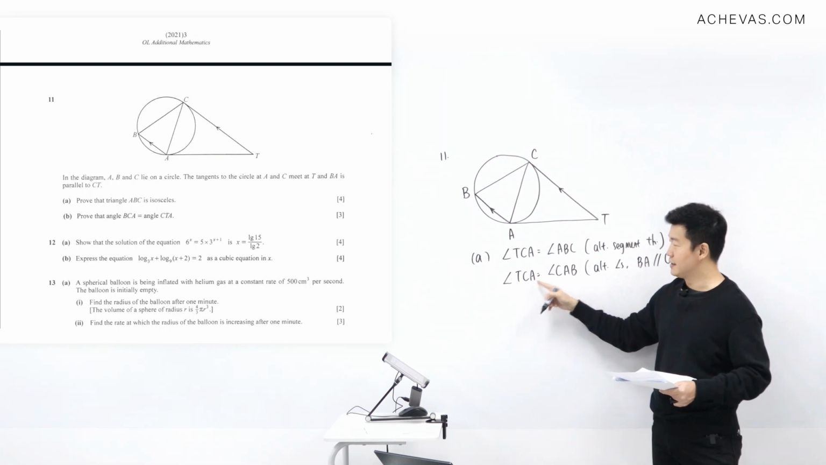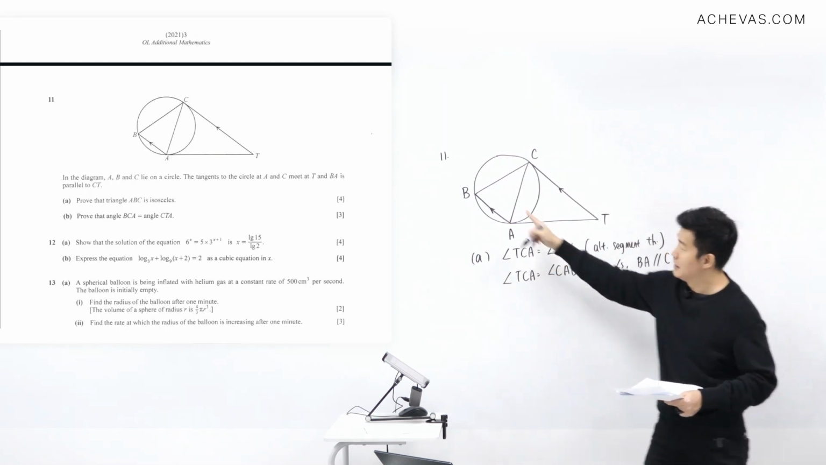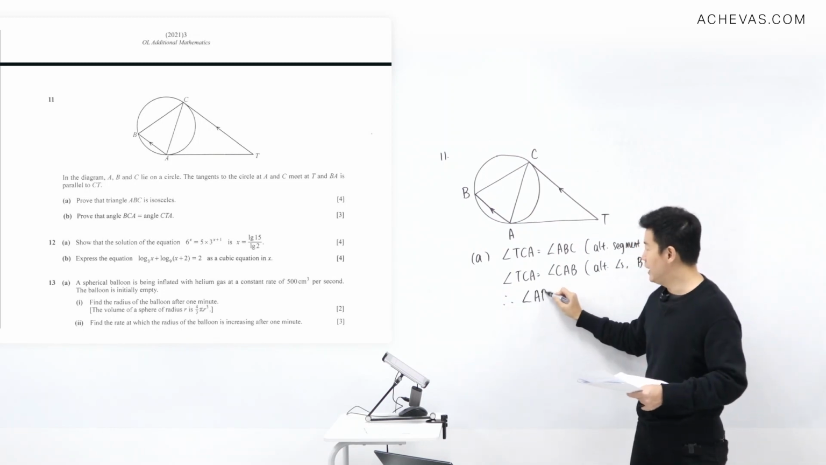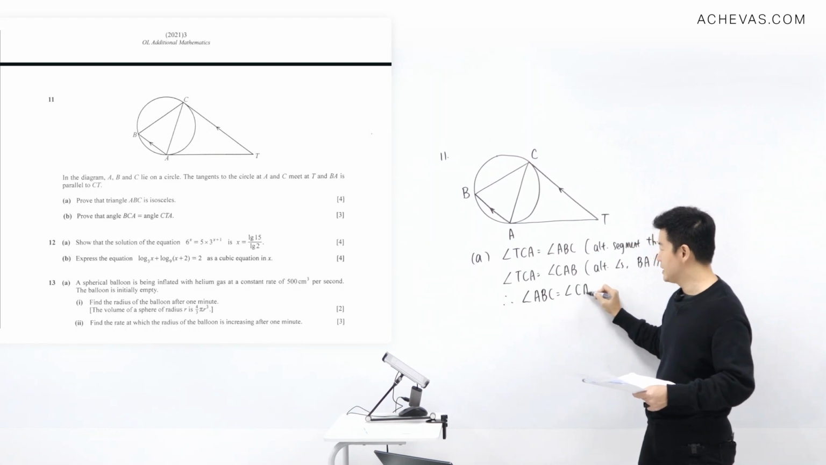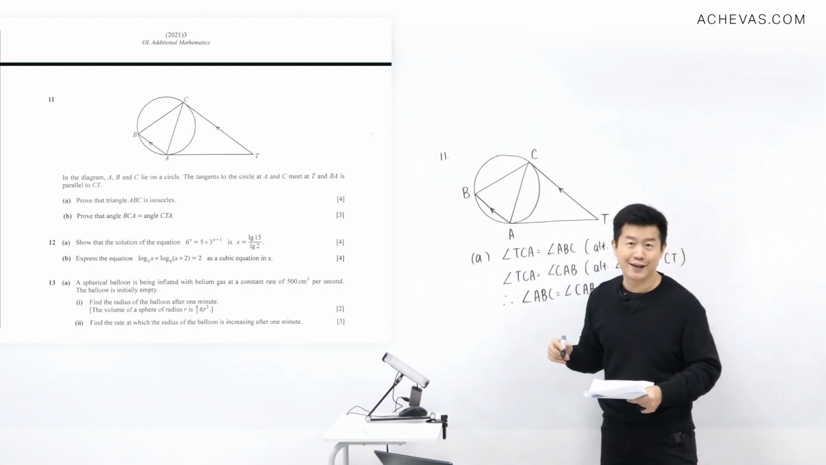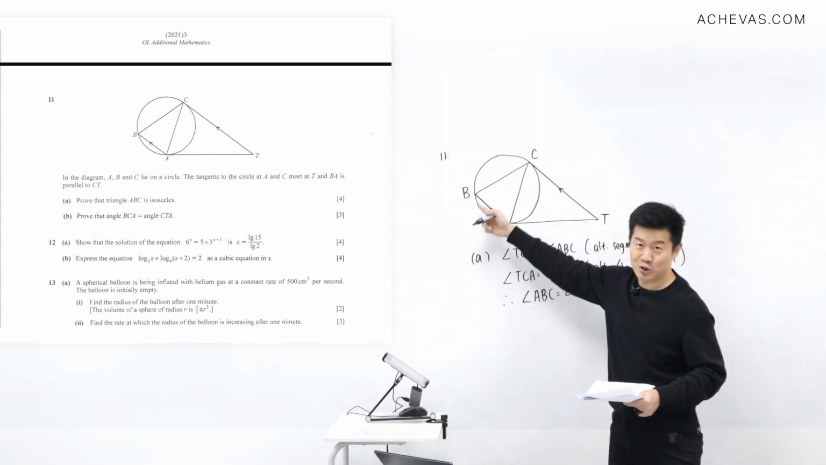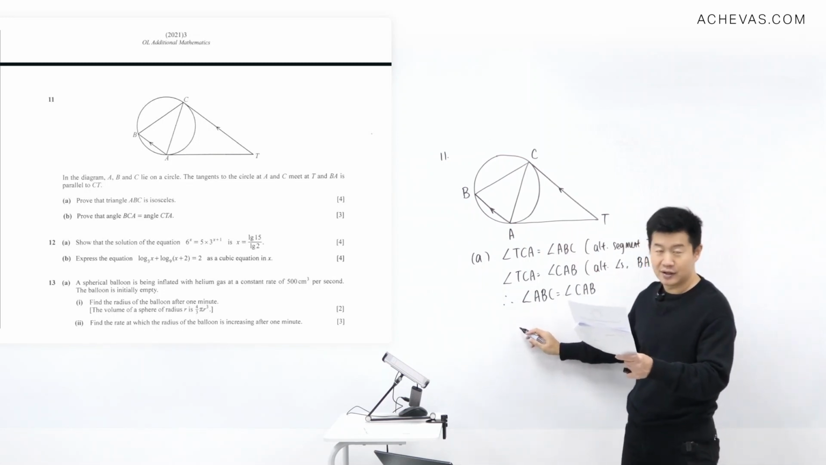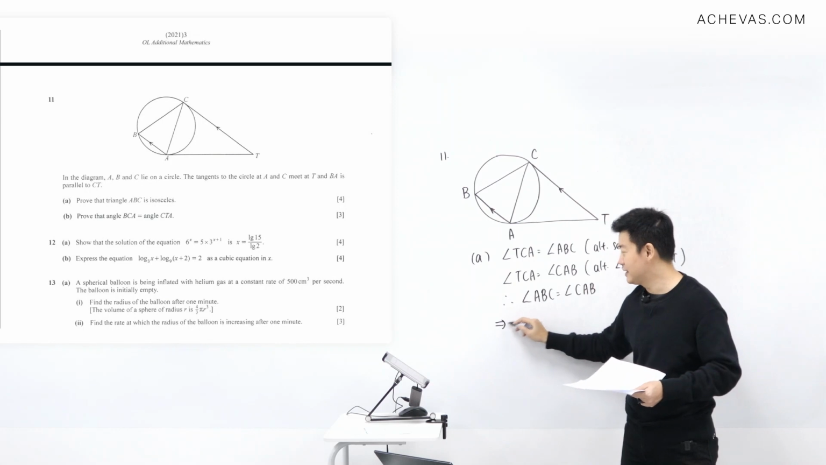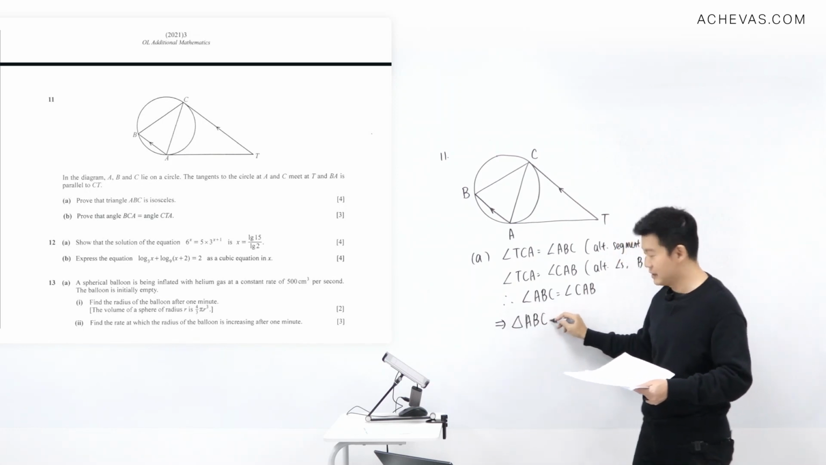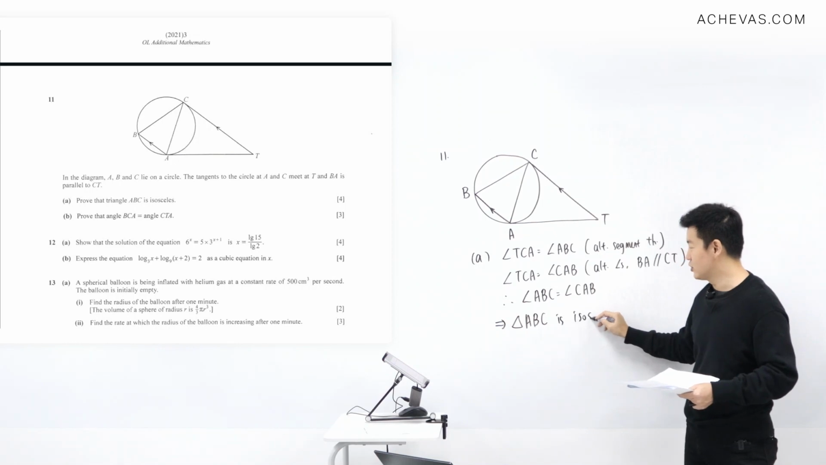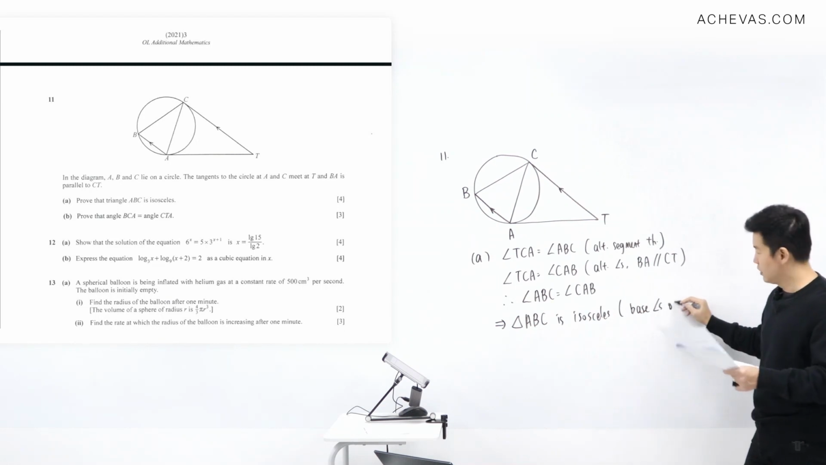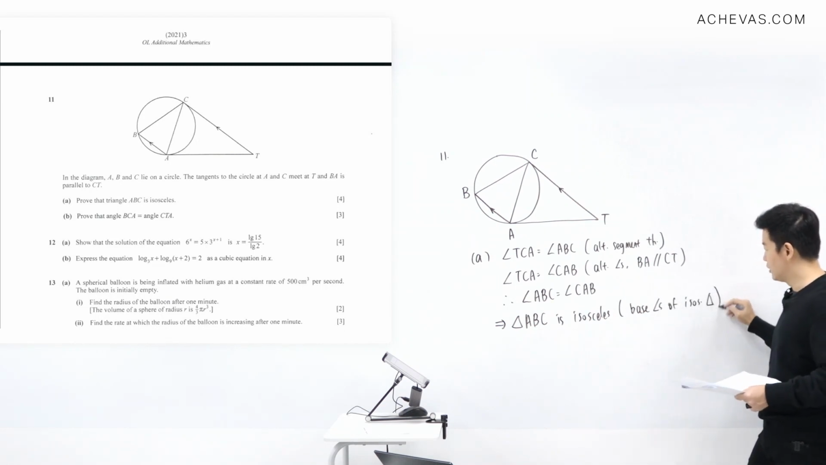So this is equal to this is equal to this, which means that these two angles are the same. This angle and this angle, they are the same. So therefore, we can then say that angle ABC is equal to angle CAB. And this will form for us the base angle of this triangle. And since these two base angles are the same, we can then say that this triangle here is isosceles. So this implies that triangle ABC is an isosceles triangle. This is base angles of isosceles triangle.